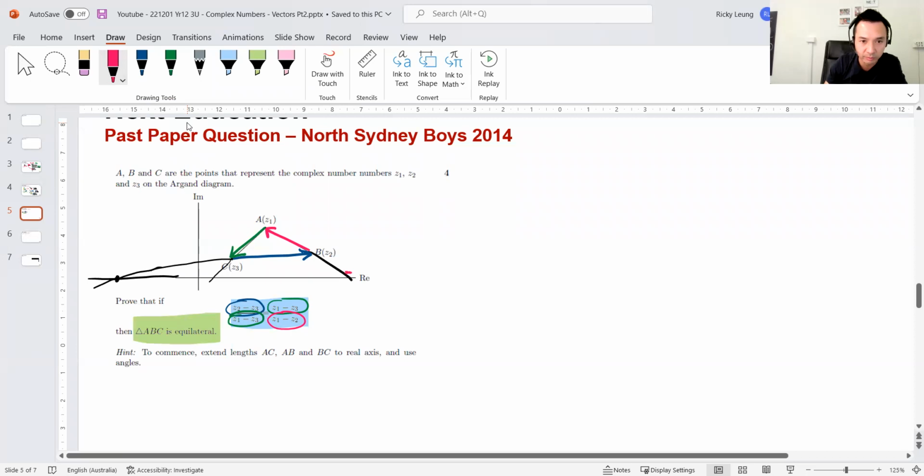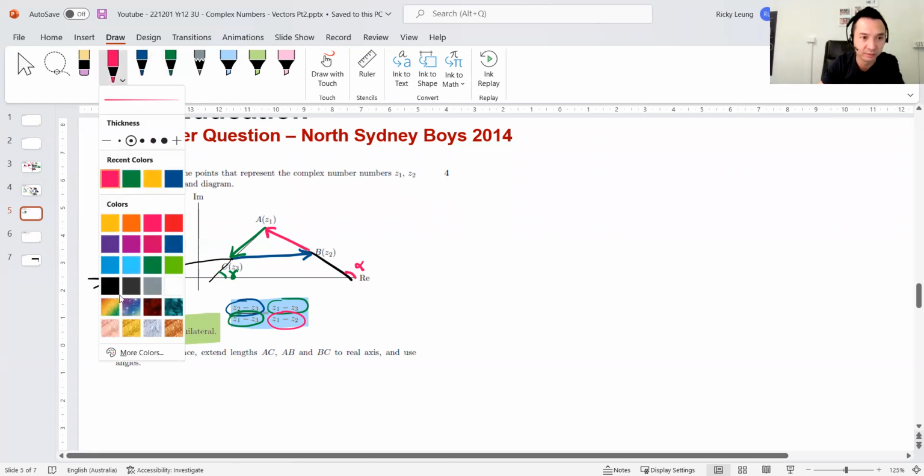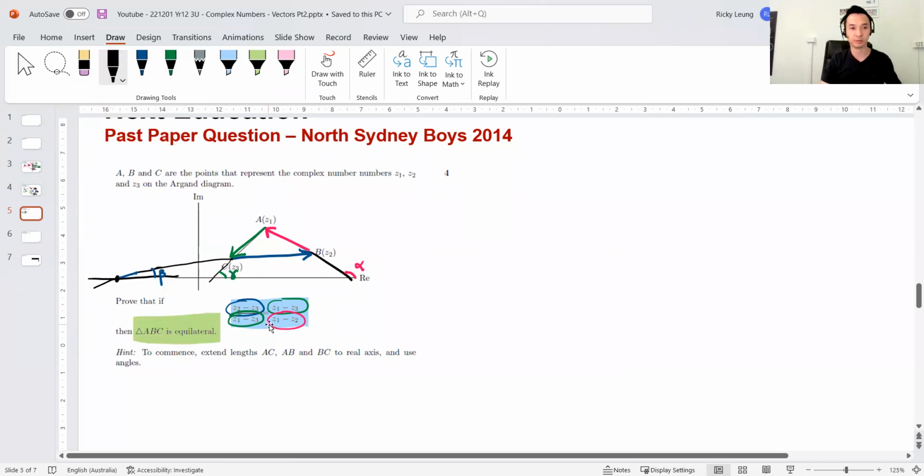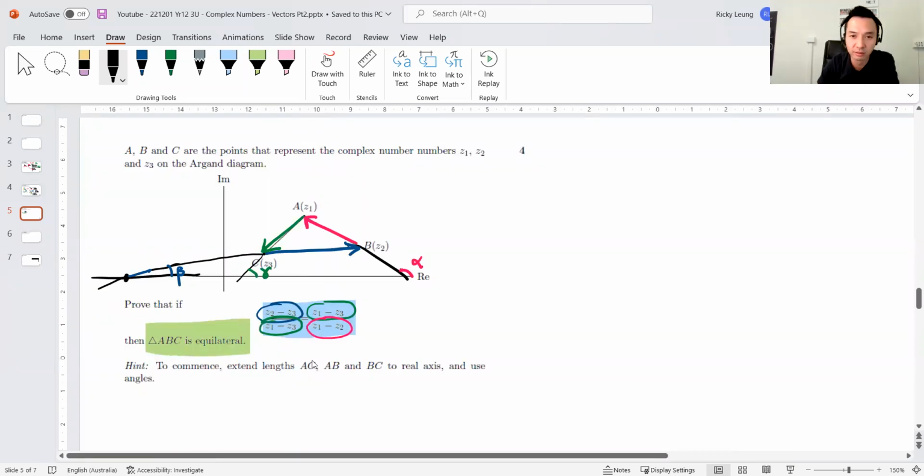This angle here, let that be alpha. Let this guy here be beta. And let this guy here be gamma, right? Because in this case, maybe I'll write it as black here. Let me zoom in a bit. Yep, perfect. Let the argument of Z1 minus Z2, which is a pink one, equal alpha.